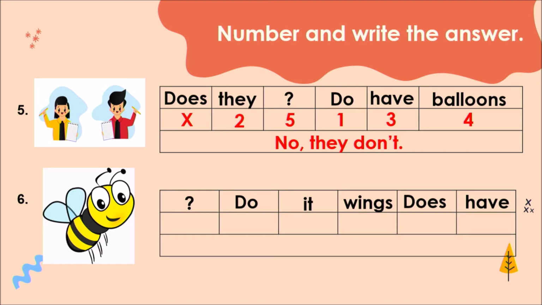How about number 6? It's a bee, an animal. And our subject is it. So what you will use? Do or does? Very good. It's does. So put number 1 in the does and X the do. Then, does it have wings? And last one is the question mark. Then you may answer it with yes, it does.